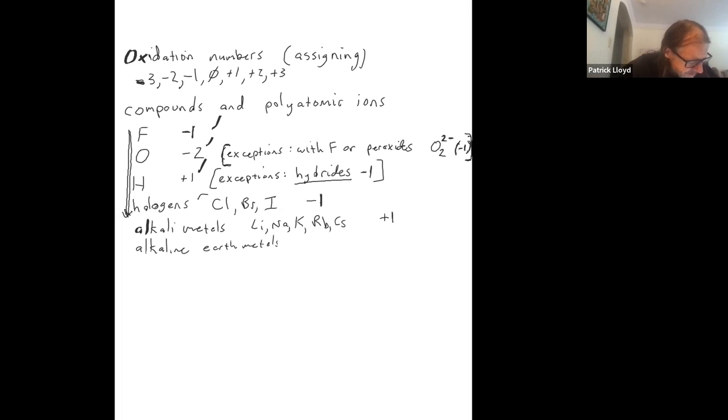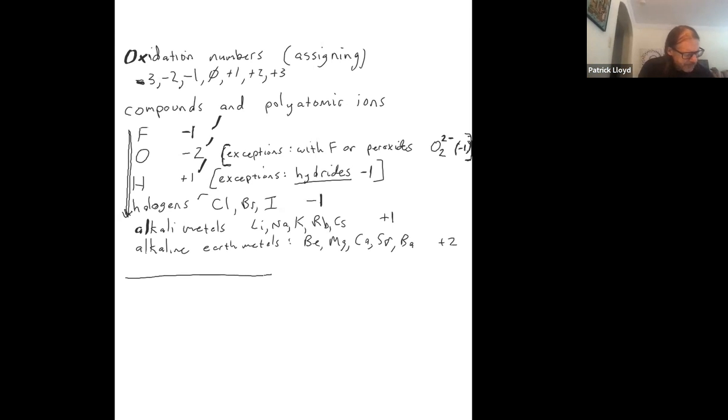Well, the alkaline earth metals, those would be beryllium and magnesium and calcium and strontium and barium, +2. Again, put the symbol for this, put the sign and then the number, okay? So not unusual there. Very often the oxidation number is the same as the charge, okay? Now, there's a few others, but if you have these, you're in pretty good shape.